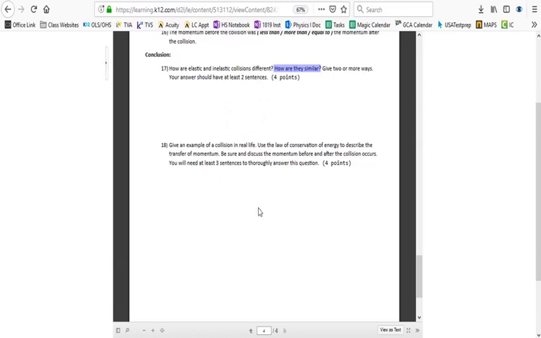18, our final question. Give an example of a collision in real life. Use the law of conservation of energy to describe the transfer of momentum. Be sure and discuss the momentum before the collision and after the collision occurs. Forgive me. You will need at least 3 sentences to thoroughly answer this question to get those full points.